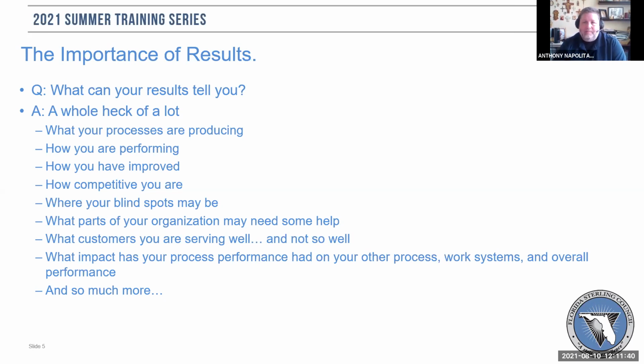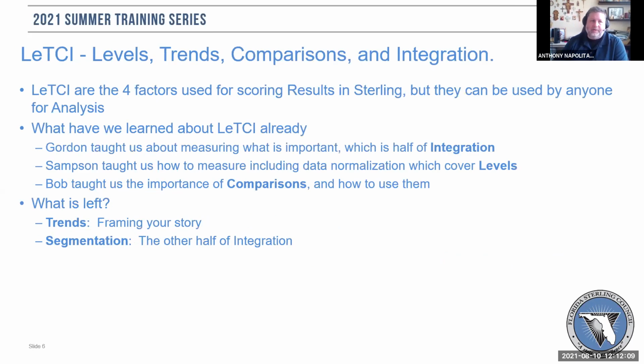It's going to tell you how competitive you are, what your blind spots may be, what parts of the organization may need some help. What customers are you serving well and not so well? What impact has your process performance had on other processes, work systems, and your performance overall? And so much more. There's a lot you can get from looking at your output metrics and your outcome metrics to figure these out. And that's what we're going to go over today. We're going to piece these all together.